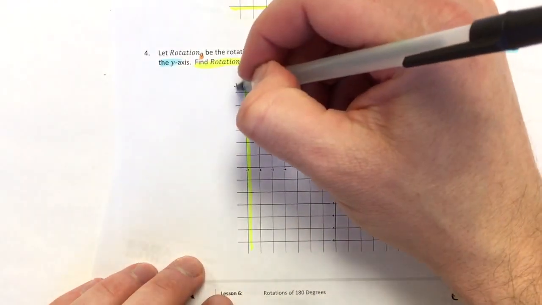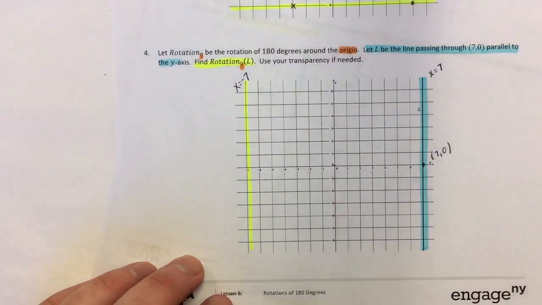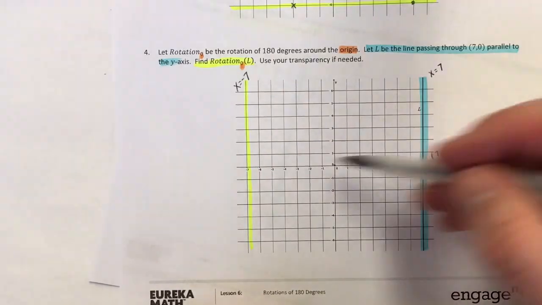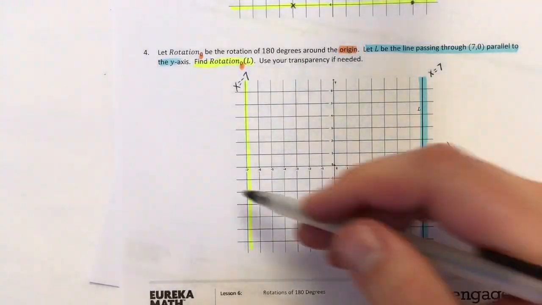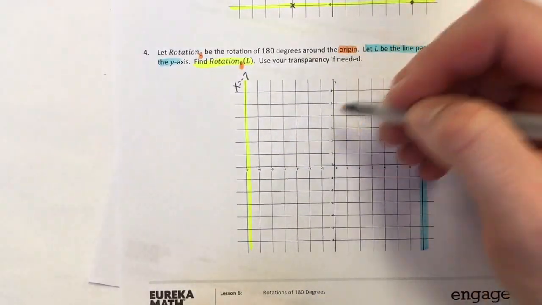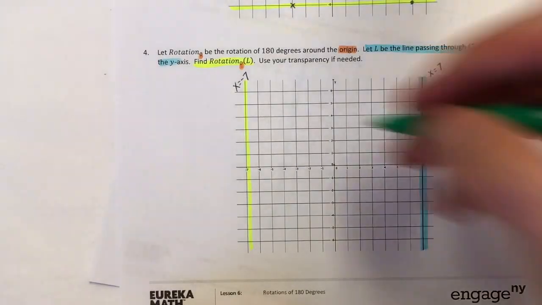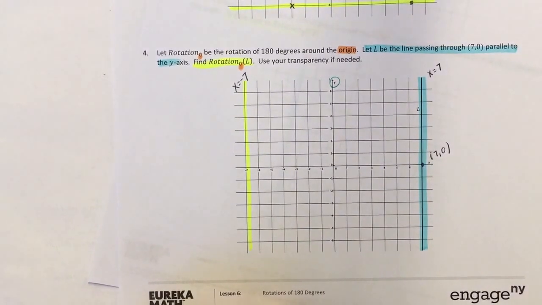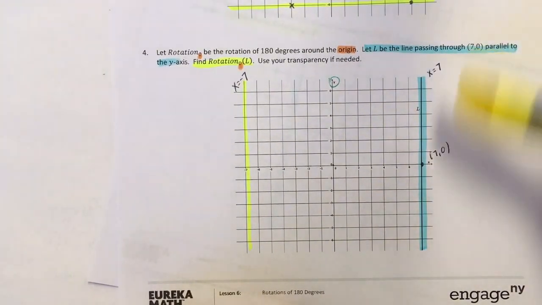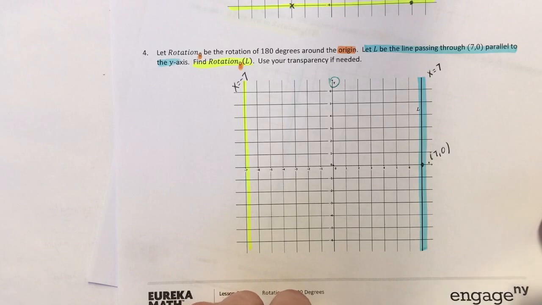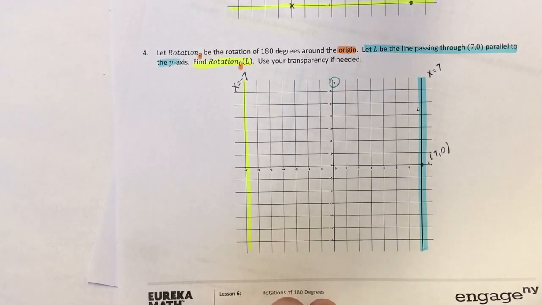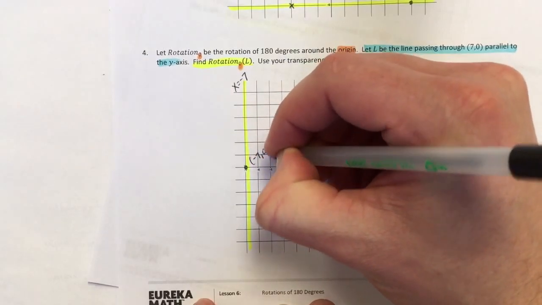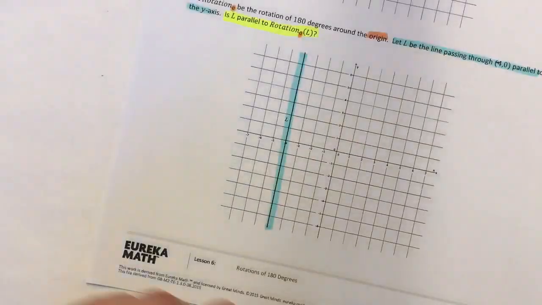This line is x equals -7. Again, I maintain the fact that the two lines are parallel, not only to each other, but to the original line that they're parallel to, which is the y-axis. And so I'm beginning to have an intuitive understanding of what happens when I rotate around the origin 180 degrees. I'd also have this point, -7, 0.